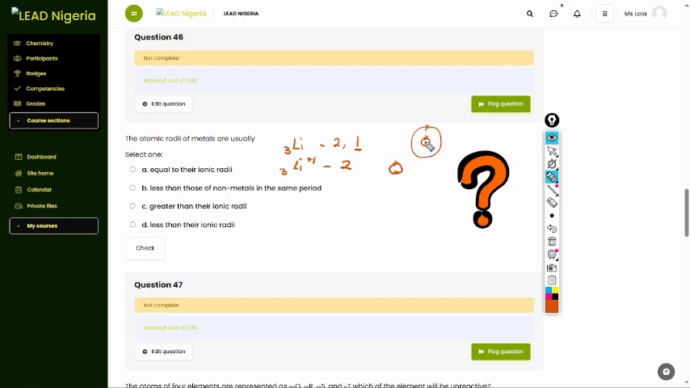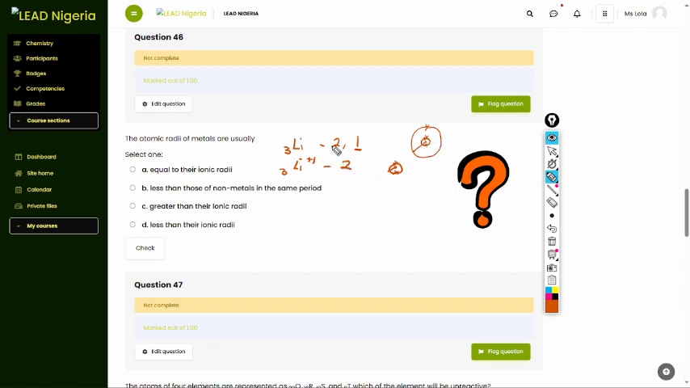Now, if you compare the radius of this, the radius is the distance from the center to the last shell here, and the radius from this, the center to the shell. The radius here is larger than the radius here, which means the ion of metals has a smaller radius compared to the actual atom. So the atoms have larger radius than the ions.